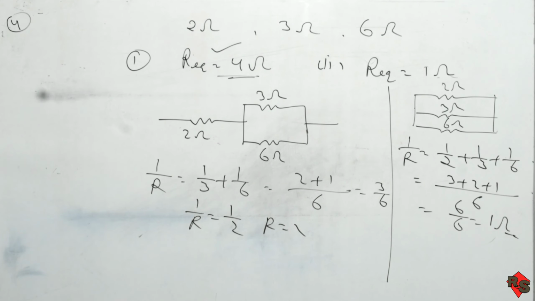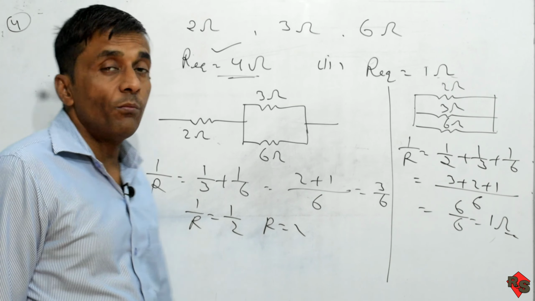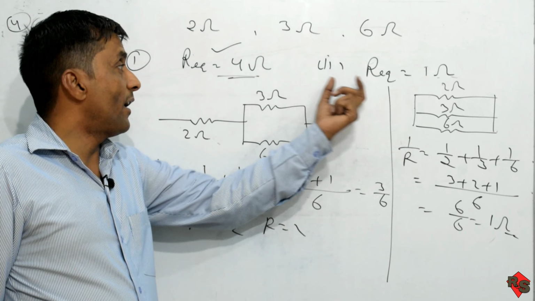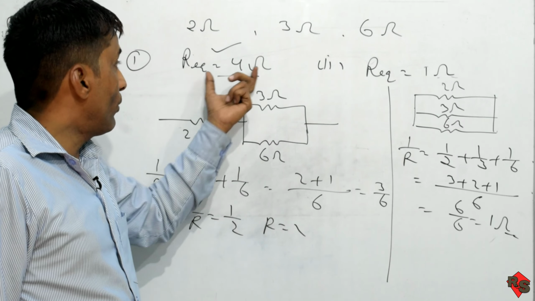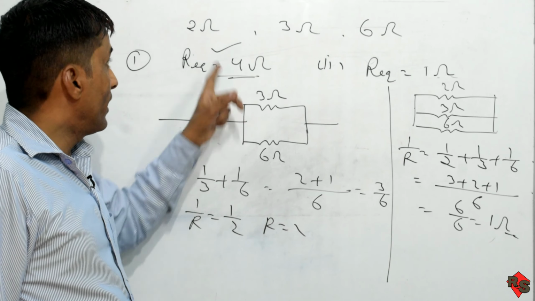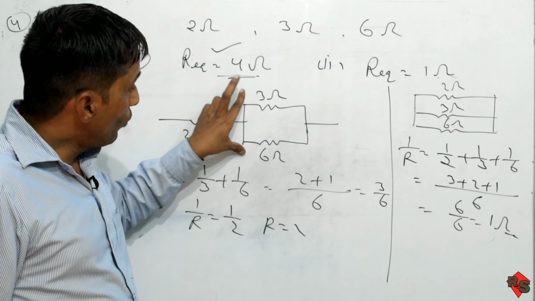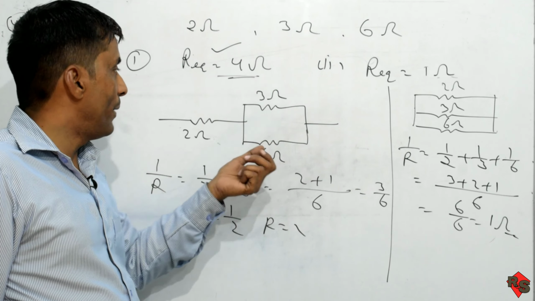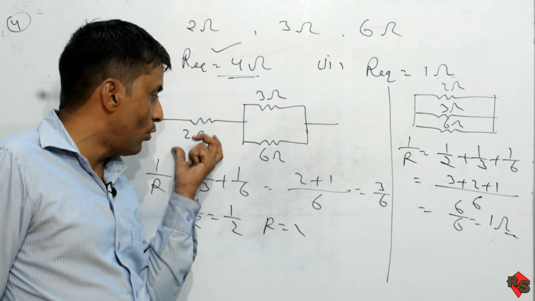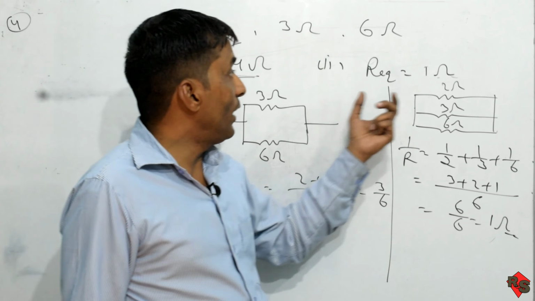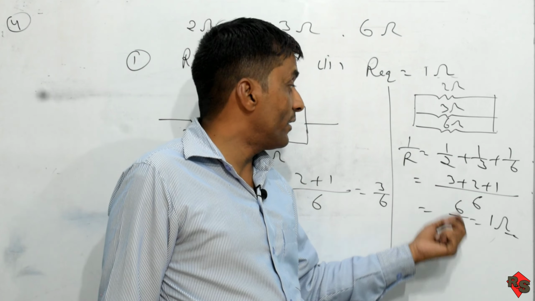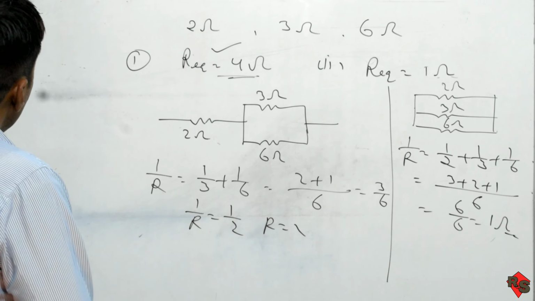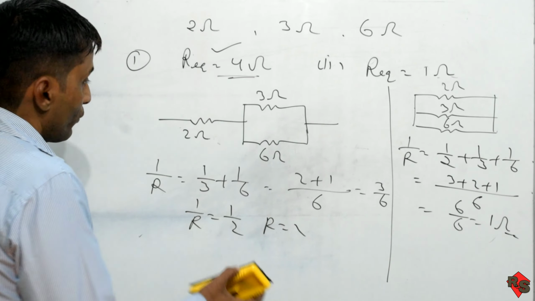So if we have 3 resistances of 2 ohm, 3 ohm and 6 ohm, they can be connected so that R equivalent is 4 ohm or 1 ohm. For 4 ohm, we connect two resistances in parallel, 3 ohm and 6 ohm, their resultant is 2 ohm, and this is connected in series to 2 ohm, that is 4 ohm. And if all three are connected in parallel, then the net is 1 ohm. So we move to our next question.